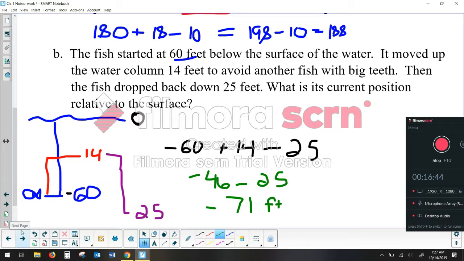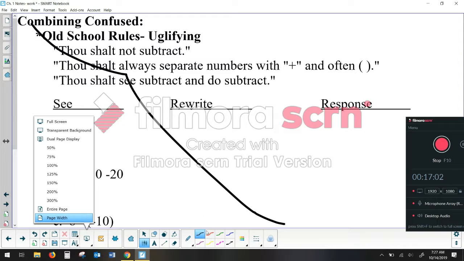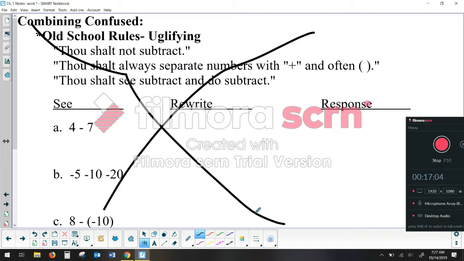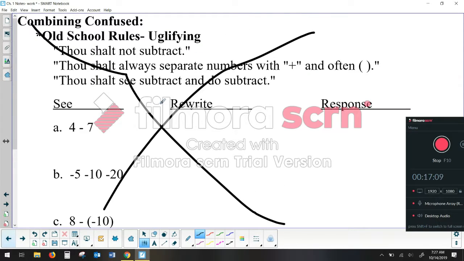Give you a second to finish writing that down. Okay, we are going to skip this in our notes. You're going to skip this combining this old one. So you do not have to do that. It's just not really relevant to what we're doing.